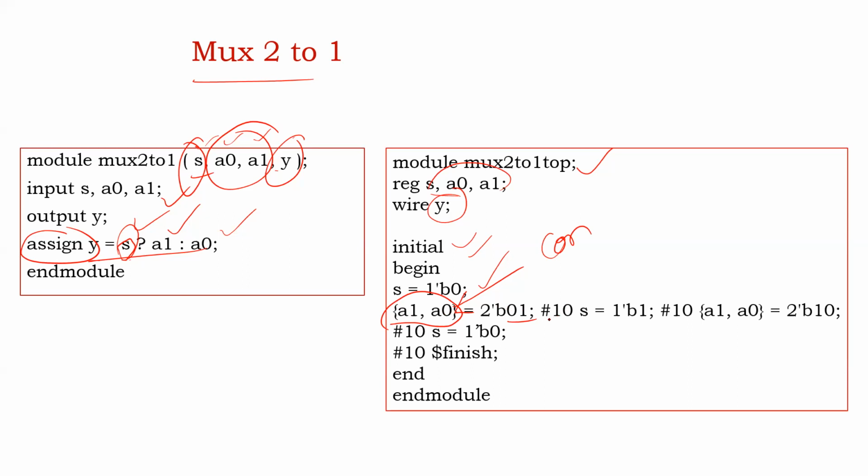After this, there is the delay. The time scales are already introduced in the test benches, but in the design modules we didn't use them so far, since we discussed only the delays. Now we can write the designs including the delays. After some time, maybe 10 time units, change this S value to 1. Now the concatenation of A1 and A0 is 1 0. So this is the test bench, of course.